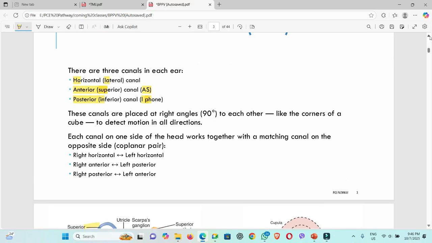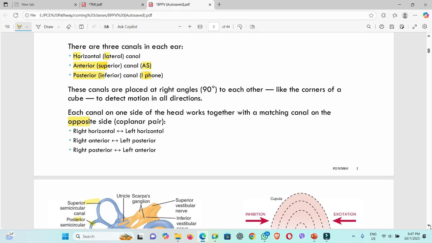Each canal on one side of the head works together with a matching canal on the opposite side. So basically, right side canal and left side canal are working together in a coplanar pair. So right horizontal canal is working with the left horizontal, right anterior with left posterior, right posterior with left anterior. That's how they are working.